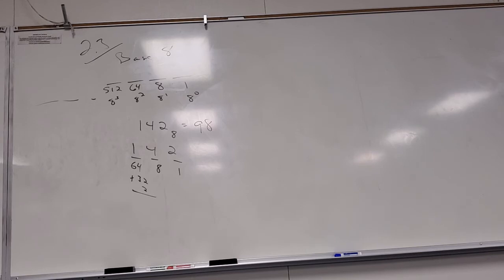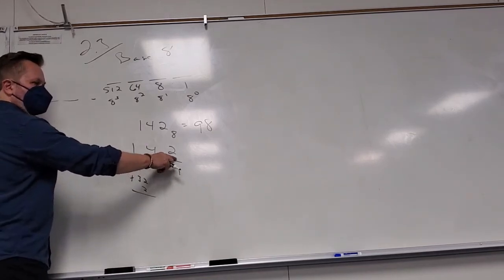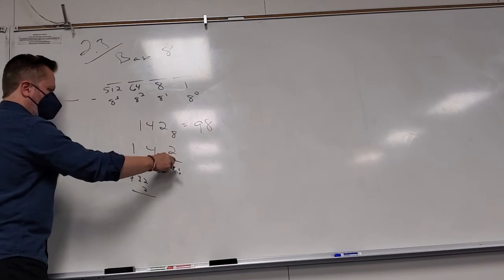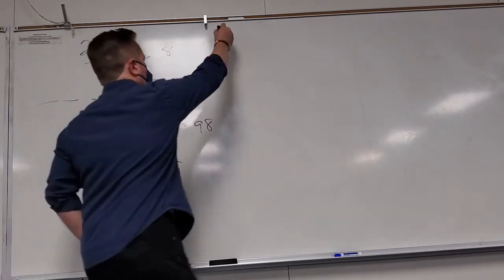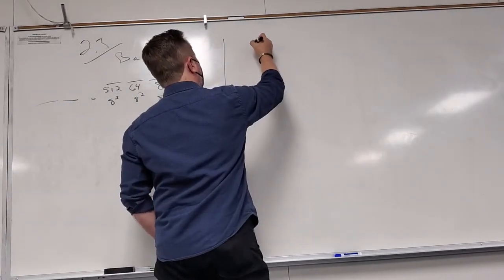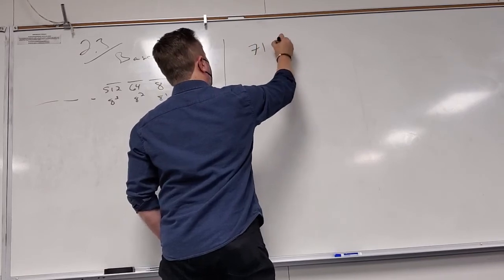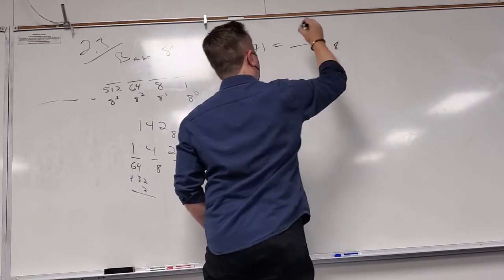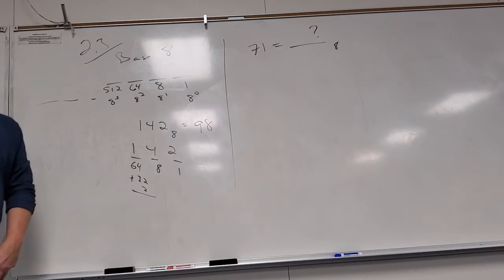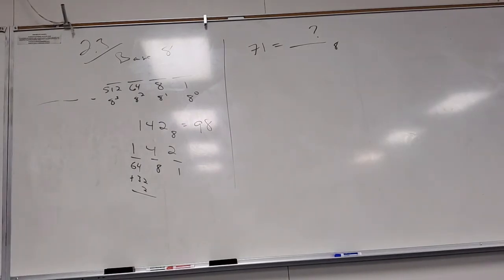So going from somebody else's base to ours almost always involves multiplication and addition. That's really easy because the places aren't empty. I know there's a 1 here, a 4 there, and a 2 there, so it's easy to put this back together. If I'm going from base 10, so I want to know what 71 is in base 8, how do I handle that?